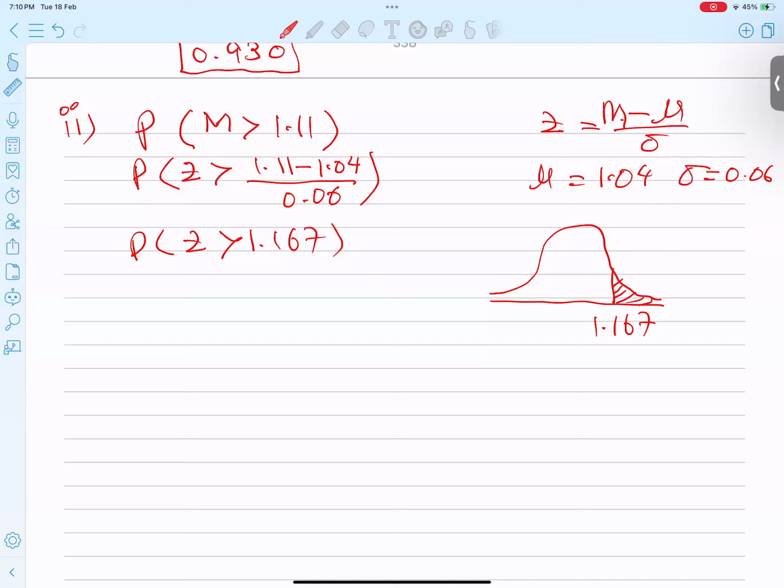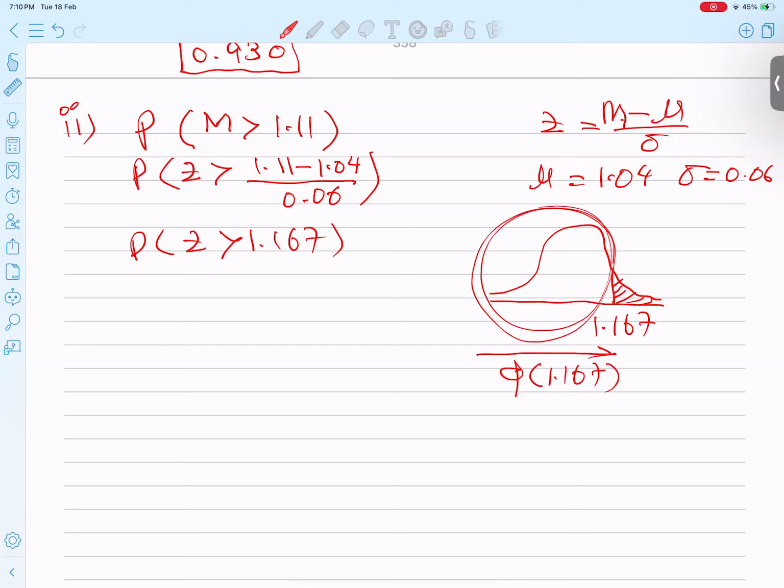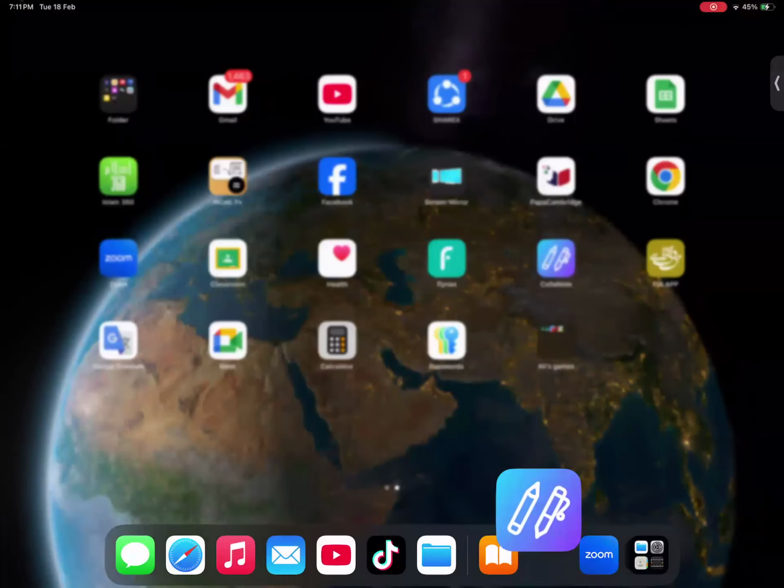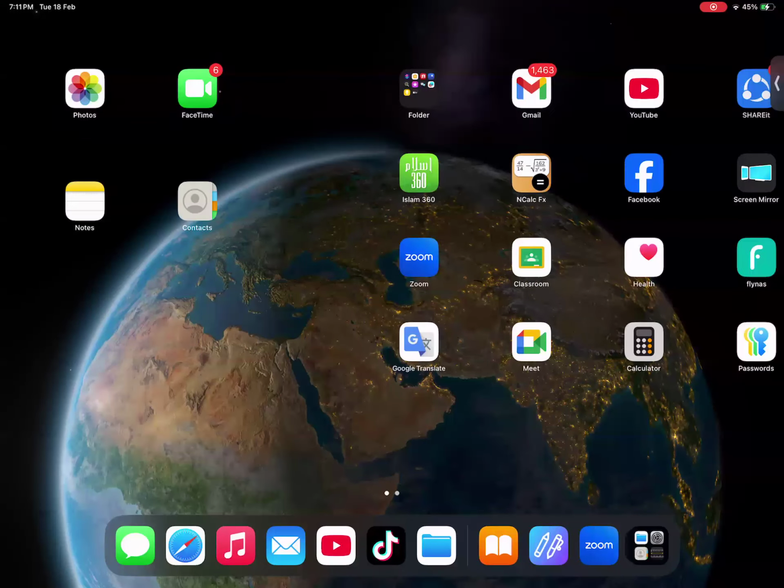But do you know, students, when we see the table, when I say phi of 1.167, it always gives us the area from the left corner. So this will give us the white region, but I need this reddish region. So how to find that one, students? Phi of 1.167 gives us the white part, but I need the reddish part, so 1 minus that. Now, you know it very well, what is the method to see the table?